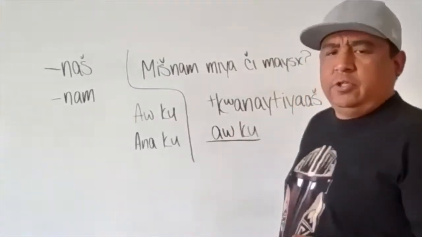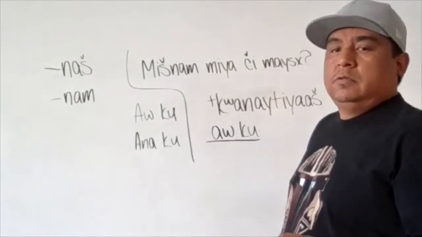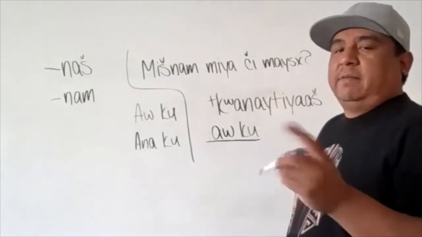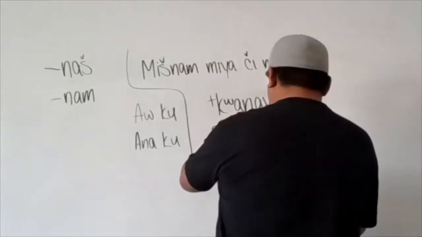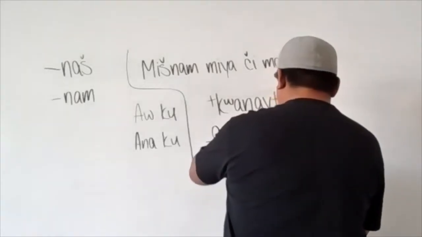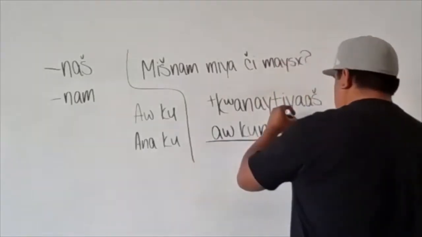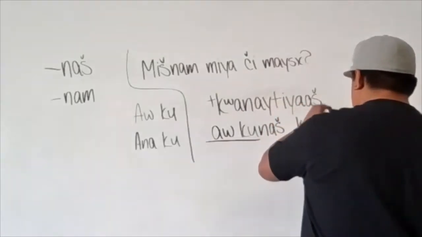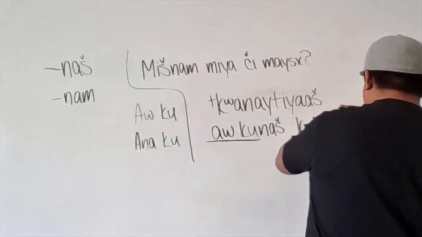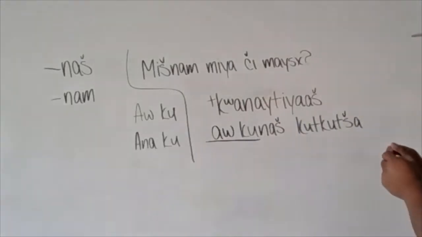Could we also say Akush? Akush would be a little different. But when you say Akunesh, and you're saying it of yourself, Akunesh kutkutsha, kunaitiash, Akunesh kutkutsha. I walked, and I'm also working.